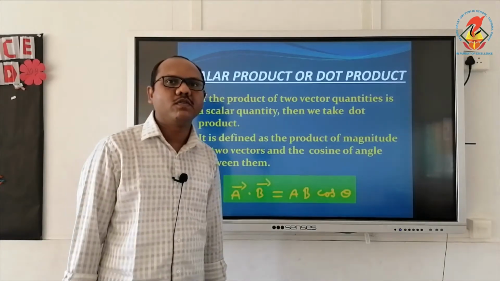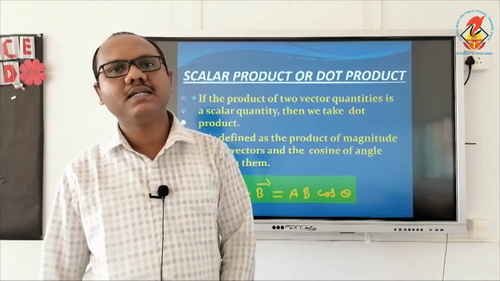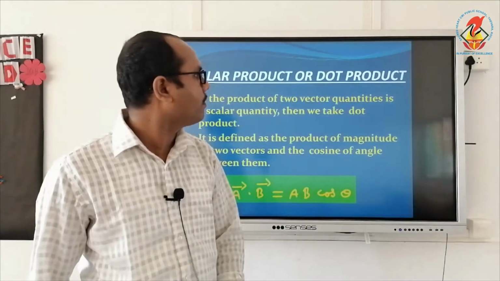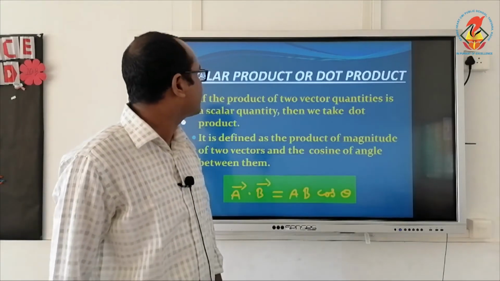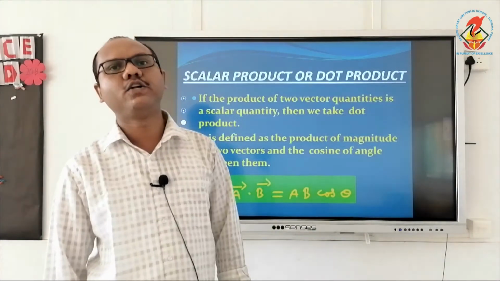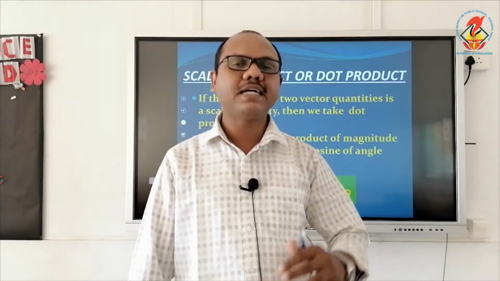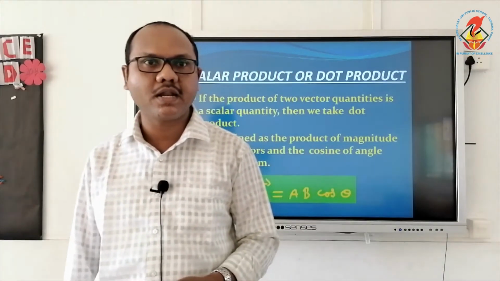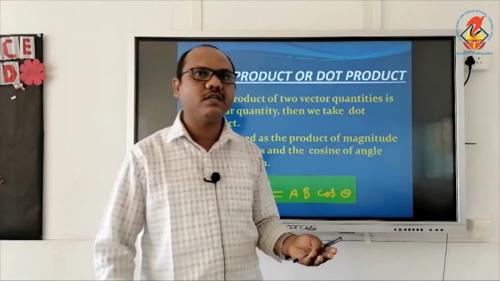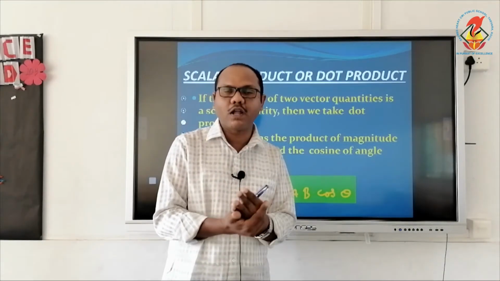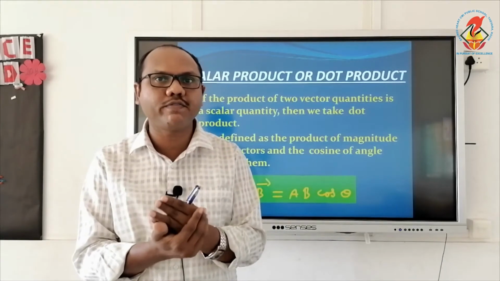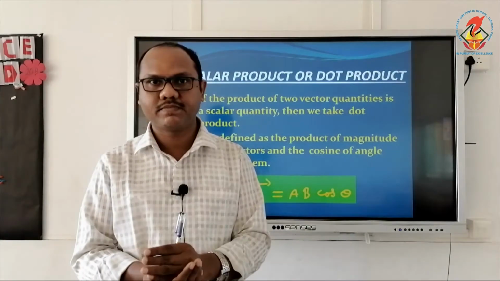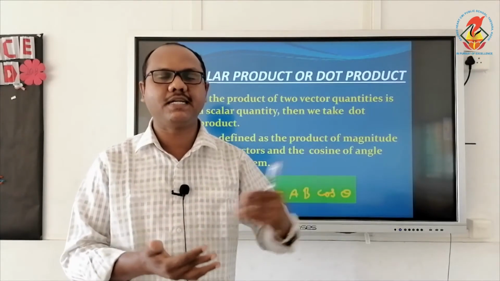Now we are moving towards the third thing, that is scalar product or dot product. We studied vector addition, and when two vectors are perpendicular we use the triangular law or parallelogram law, the equation root of Ax square plus Ay square. So that is how vector addition is done.